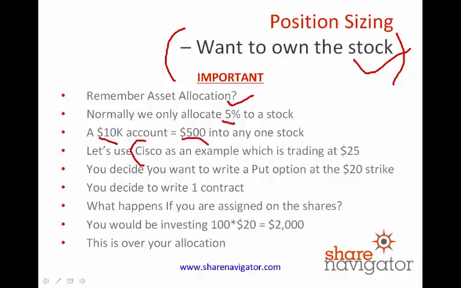So let's take Cisco as an example here. Cisco was trading at about $25. So if you decided to sell a put option at the $20 strike and you decided to write one contract, what would happen in that scenario if you were assigned on the shares? And the answer is you'd be investing 100 times $20, because remember, in the options market, one contract controls 100 shares of stock. So you'd be investing $2,000. So this is over your allocation. So you need to be cognizant of that when you're positioning yourself and using the short put strategy and you want to own a stock.